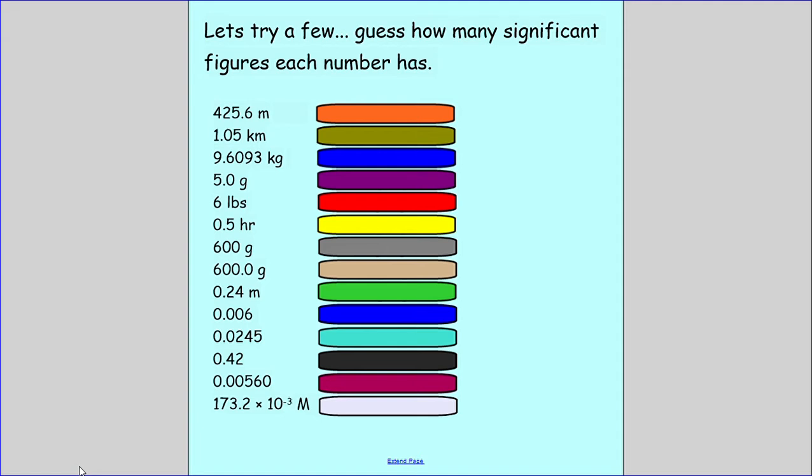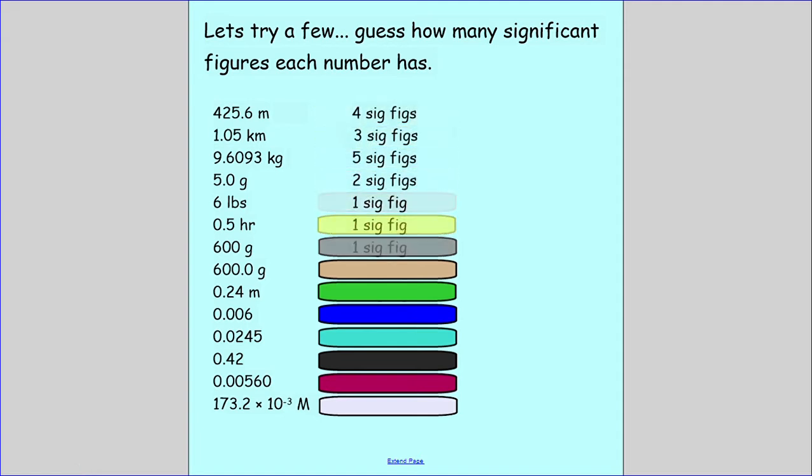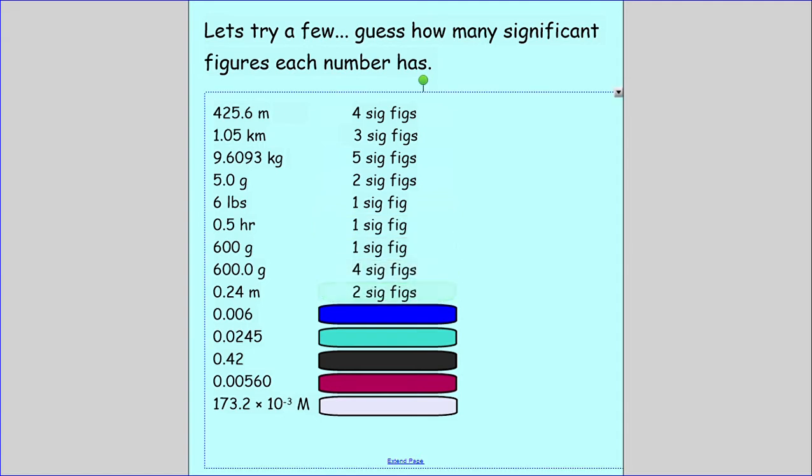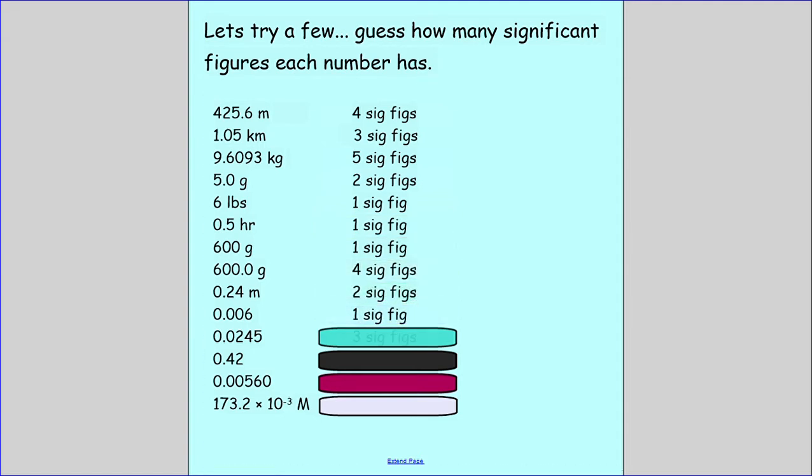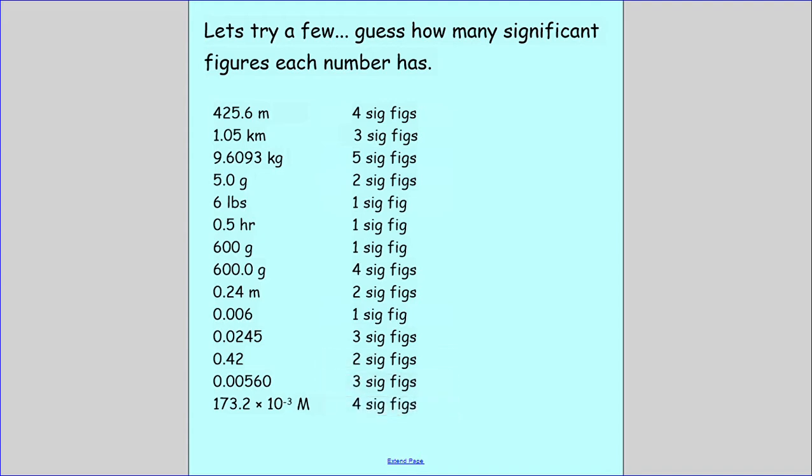Alright, so I'm going to click through each one and run through the answers for them. You can take a look and see how you made out with each one that's here, and if there are any that might have confused you a little bit. So the 425.6 would have your 4, 1.05 has 3, the zeros in the middle, 9.6093, 5, and then you can start to follow through the list that's here.